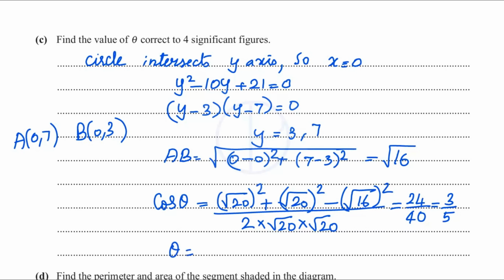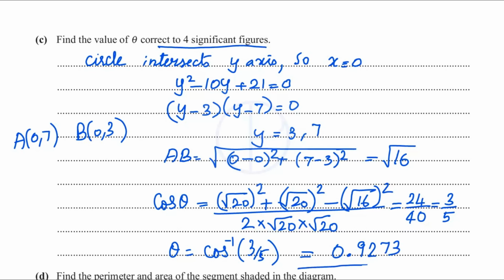So theta is equal to cos inverse of 3 over 5, which is equal to, so we need to correct to 4 SF, 0.92729. So when it is corrected to 4 SF, we get 73. So this is the theta value.